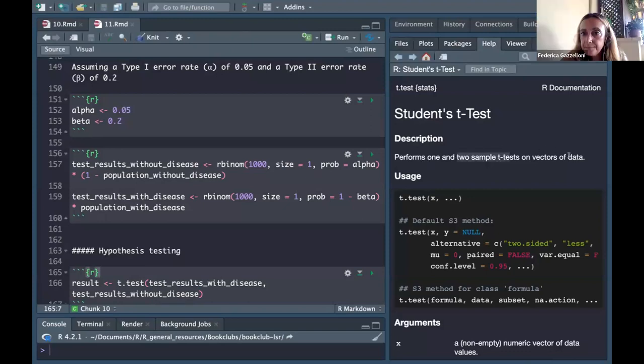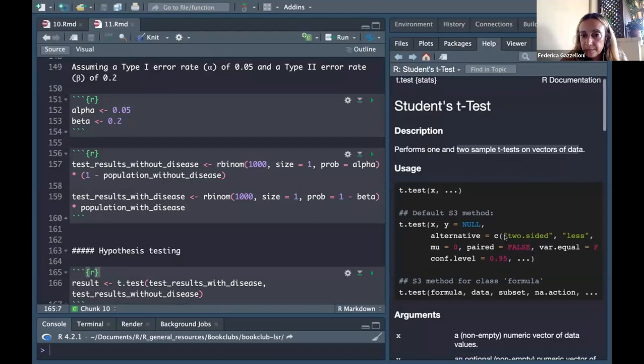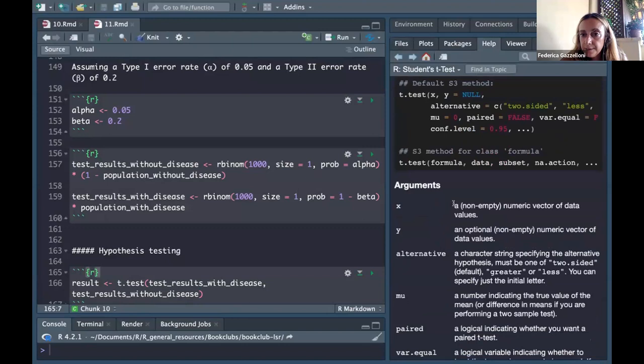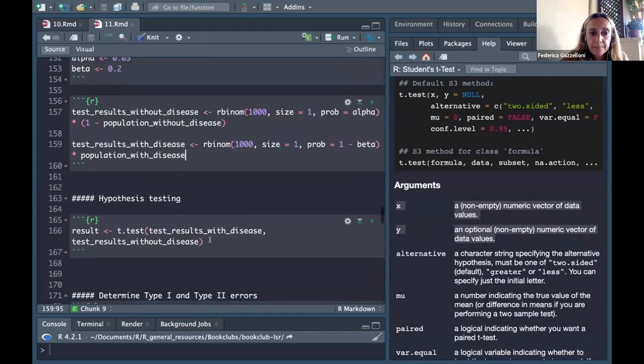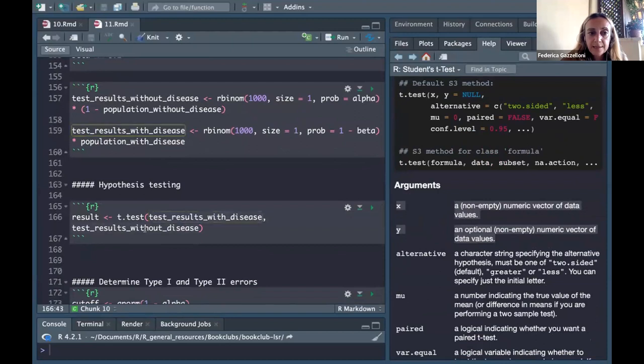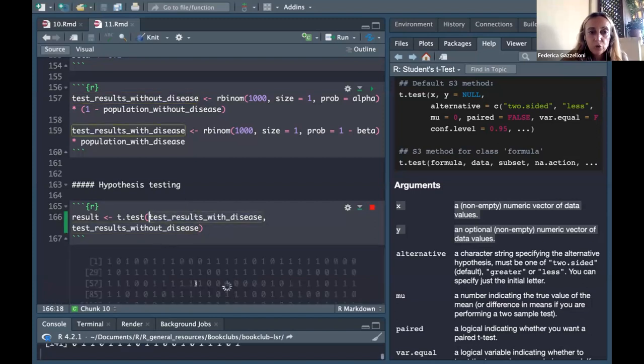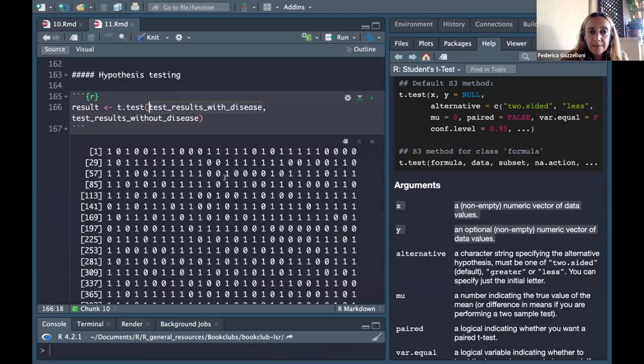Perform two sample t-test. So I include x and y, which is a vector of values. I can run the test on one sample or on two samples. In this case, I am testing two samples, one with disease and one without the disease, and these are two matrices with values of 0 and 1, 1 for disease, 0 for not disease.